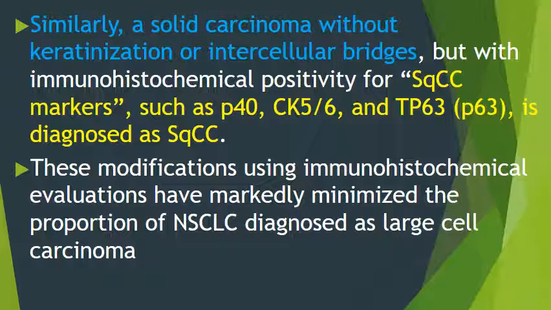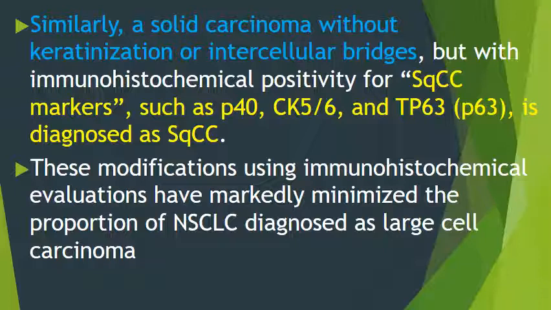This modification, using immunohistochemical evaluation, has markedly minimized the proportion of non-small cell cancer diagnosed as large cell carcinoma. Therefore, large cell carcinoma is diagnosed when we exclude other types of cancer such as squamous cell carcinoma and adenocarcinoma. By using immunohistochemical staining, we minimize the proportion of large cell carcinoma.